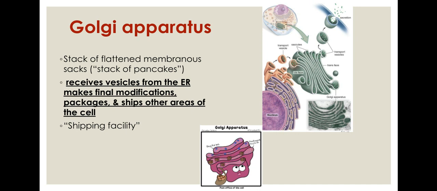The Golgi apparatus is another folded up membrane, or you can think of it like a little stack of pancakes. It is going to get vesicles, these little bubbled off pieces of membrane, from the endoplasmic reticulum. It's going to package them up and ship them to other areas of the cell. They can ship it out of the cell in secretion, or they'll ship it to a place in the cell that needs those products. So the Golgi apparatus is kind of like the UPS or shipping facility of the cell.